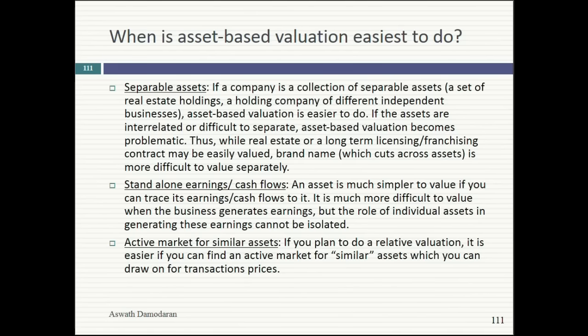Second, it's nice if each piece has its own earnings and cash flows. So if you can tell me what each property makes, and you should be able to, I can value each property, but if I'm getting a consolidated number, and I don't know which part of your company is delivering that number, much more difficult to do asset-based valuation. And third, it's nice if there is an active market out there for each of these assets. That's why real estate-based valuation is so simple, because when I want to put a number on a property, there are other properties that are being sold out there, and I can say, this is the price I would put on this property, given those other properties. So it's much easier to do asset-based valuation in some companies than others.